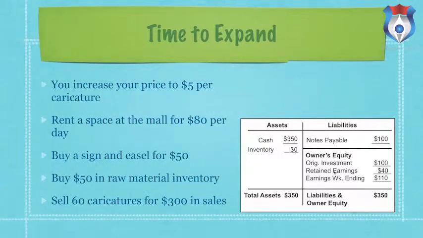And you're also going to see here a new piece of the balance sheet being retained earnings of $40. That was from the $40 that you made during your first day as a caricature artist. And you see here your additional sales of $110. And on the next slide, I'm going to go through exactly how that was calculated.